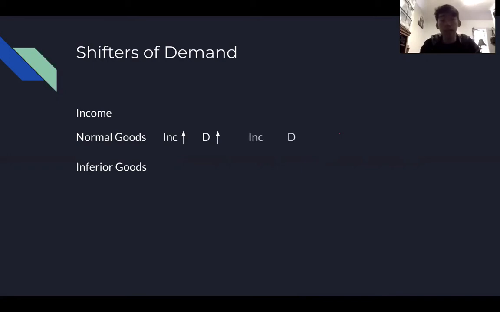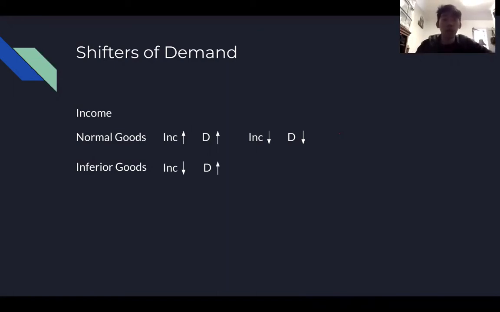On the other hand, it's the opposite as well. If I lose my job and I lose my income, then my income decreases. In this case, for normal goods like 3-ply toilet paper, 4-ply toilet paper, the very luxurious toilet paper brands, when I lose my income, the demand for those normal goods will decrease. Then on the opposite end, what we define as an inferior good is that anytime our income decreases, our demand for the good increases.